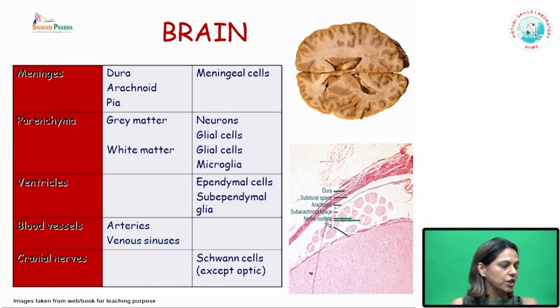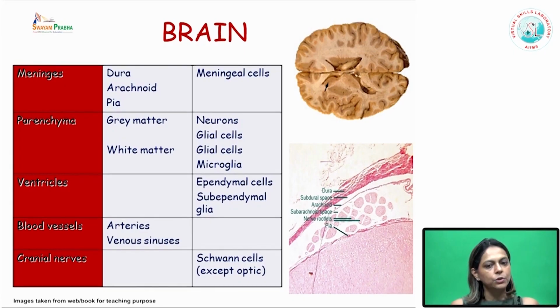So if you look at the structures, the brain is covered by meninges, which has three layers: the dura, arachnoid and the pia. Then the parenchyma of the brain can be divided into grey matter and white matter. Grey matter primarily comprises neurons and white matter primarily comprises the supporting cells, which are known as the glial cells and their supporting cells. So glial cells are astrocytic cells, oligodendroglial cells, ependymal cells, and their supporting cells are microglia.